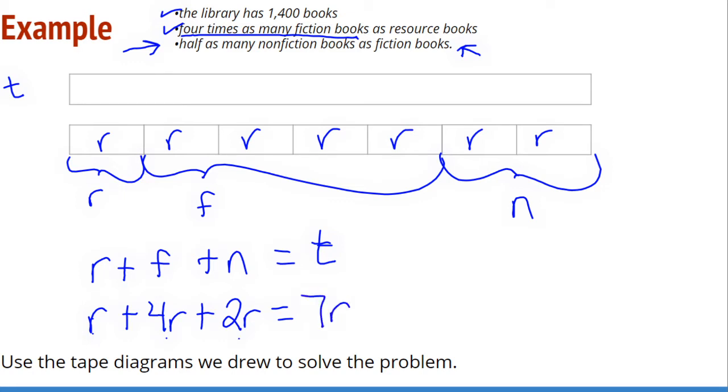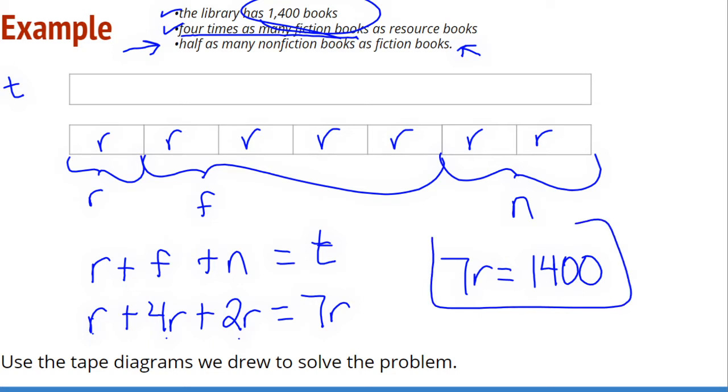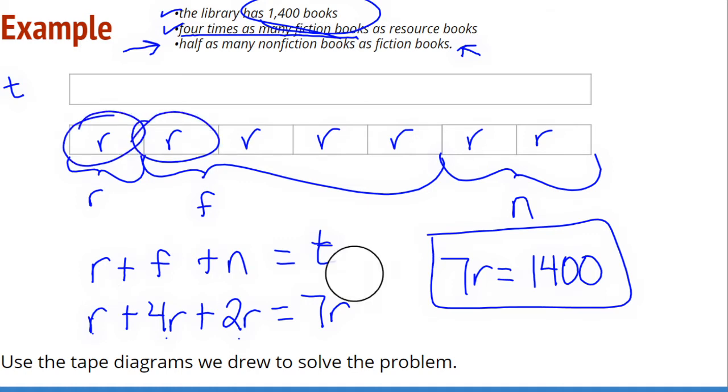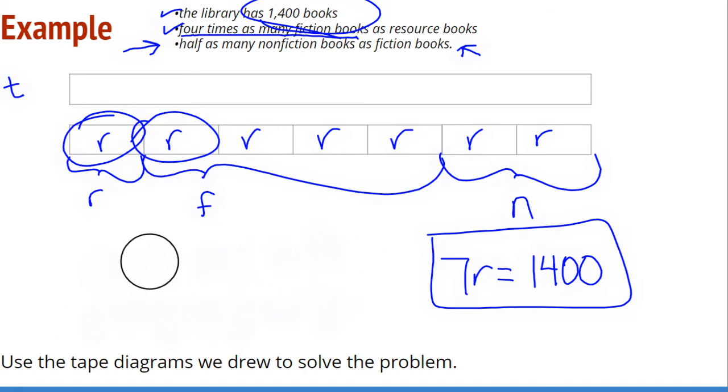And we know that the total is also equal to 1,400 books. So I have 7 R's are equal to 1,400. And at this point, all we need to do is scale down to a single R and find out what each of these little boxes is worth, what the value of each of our units is. So if I scale this down or use my identity properties, I have R times 7 divided by 7, which will leave me R.